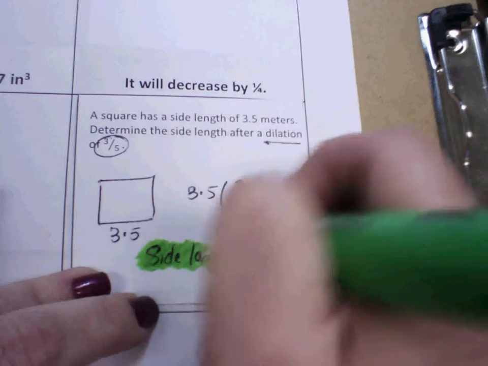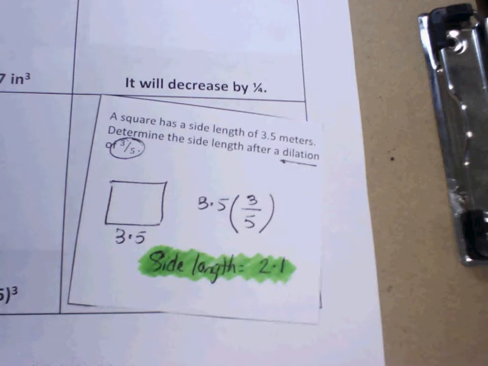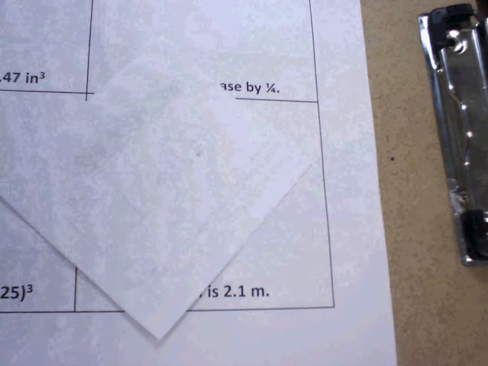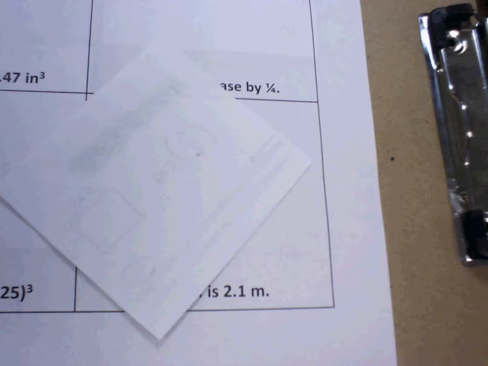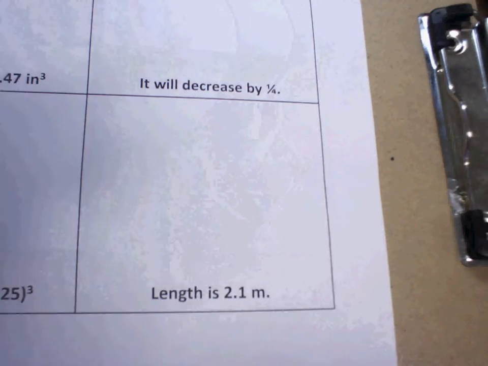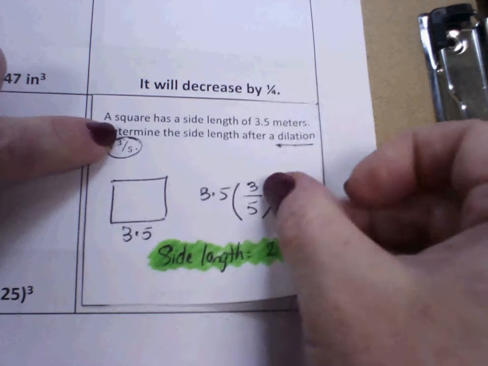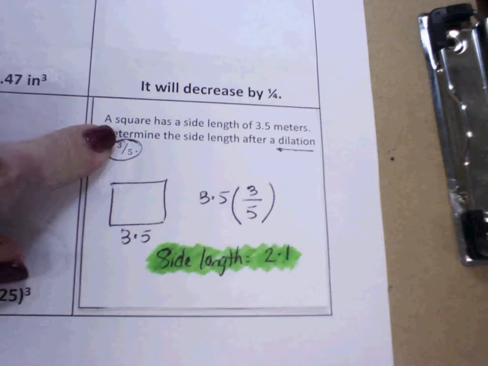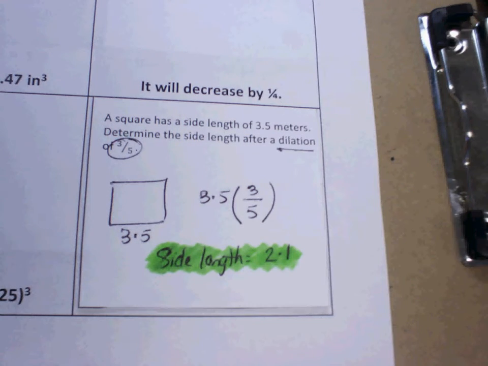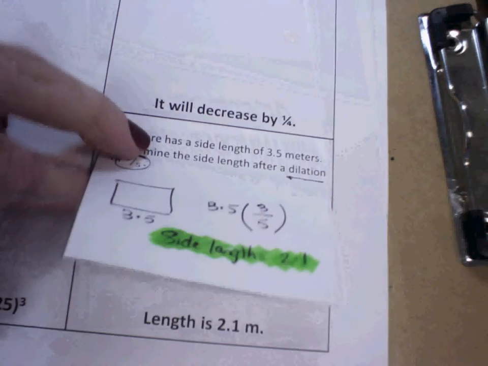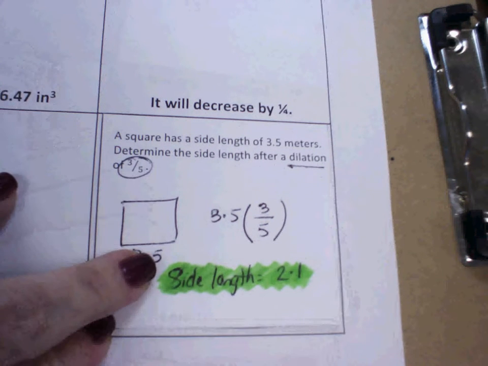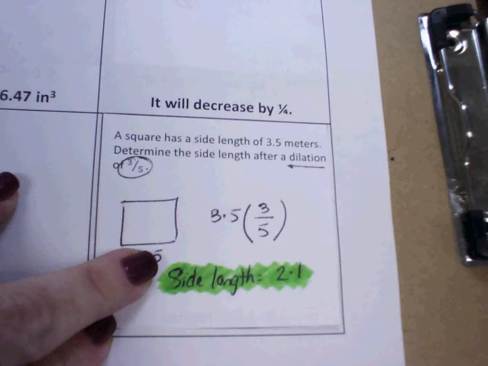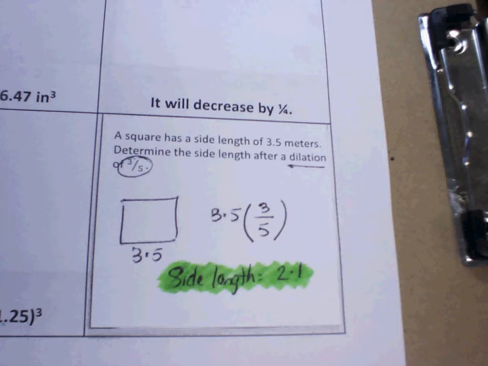All right. There it is. So we glue that one over there. That one goes there with a 2.1.